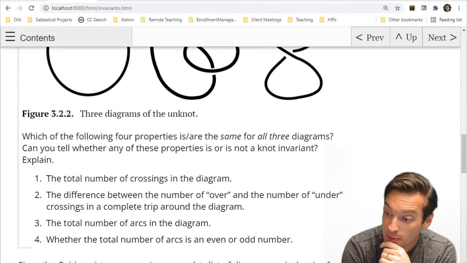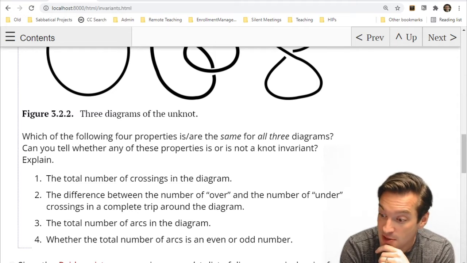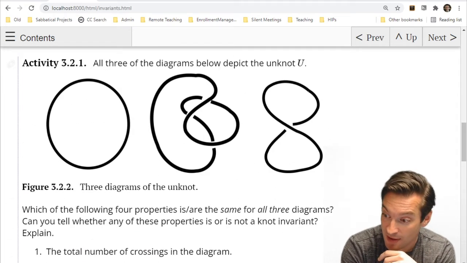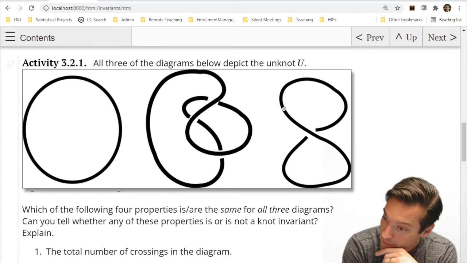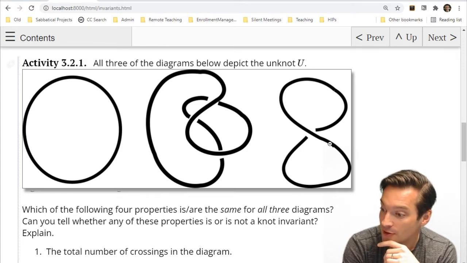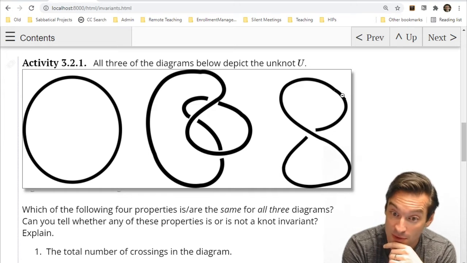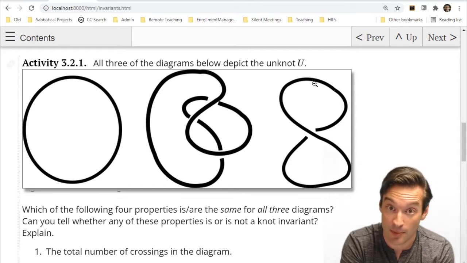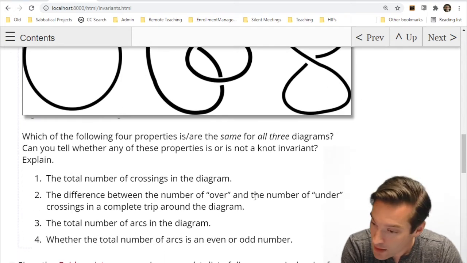The first one is the total number of crossings in a diagram. The second is the difference between the number of overcrossings and the number of undercrossings that we encounter in a complete trip around the diagram. That's like if I start at a certain point on my diagram and just follow it around. In this example, I'm going over at this crossing. And then the next thing that I do is I come back around and I go under. And then I end back where I started. So count the overs and the unders as you trace your fingers through the diagram exactly once. Count the overs, count the unders, and just subtract overs minus unders.